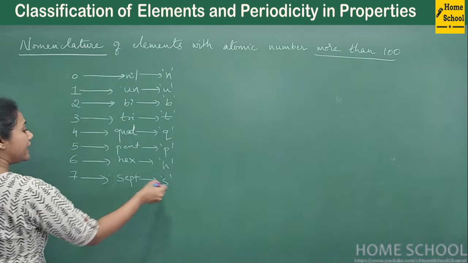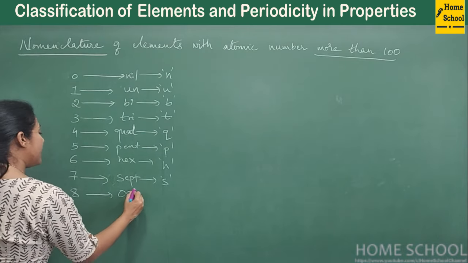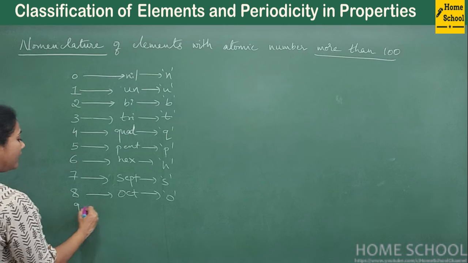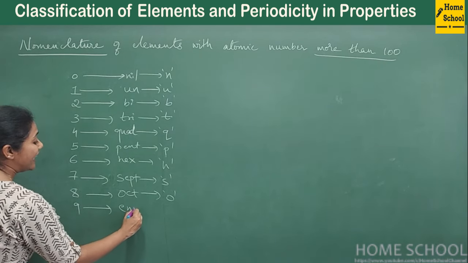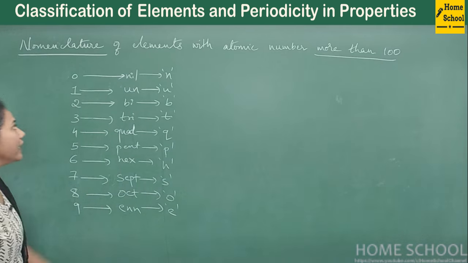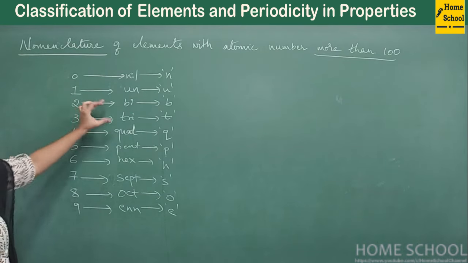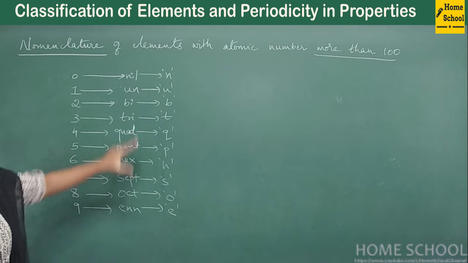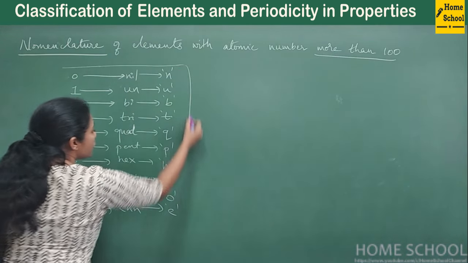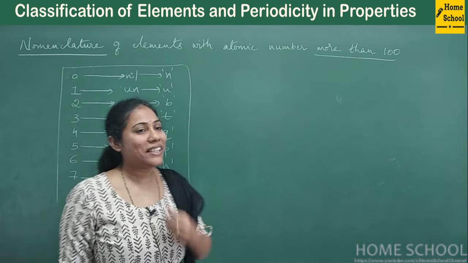All small letters you have to use. For 8, we call it oct, and the abbreviation is o. For 9, we call it enn, E-N-N, and its abbreviation is e. Okay, so if you have these digits, this is how you name them and what their symbols are. This is the basic information one must know. If you know this, writing the name is very easy.